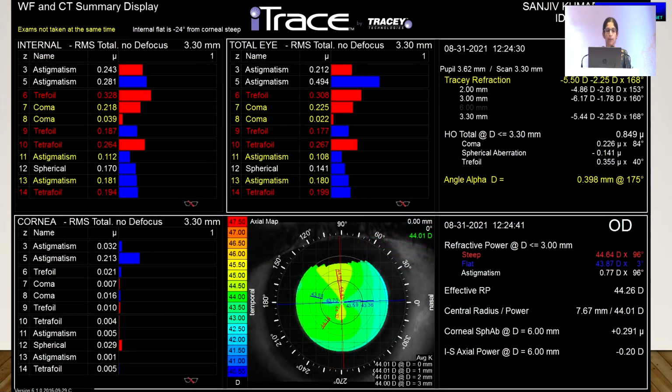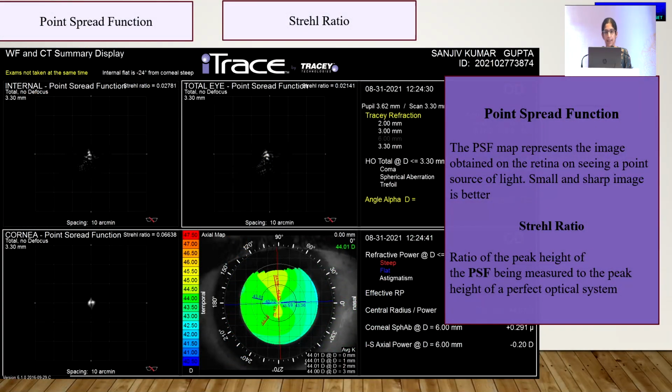And the same is depicted by the internal higher order aberrations. So the corneal aberrations are very less, and because of the cataract, the internal aberrations have increased, which is contributing to the total eye quality of vision. The same thing can objectively be defined by a Strehl ratio. So what is Strehl ratio? It is the ratio of the peak height of the point spread function being measured to the peak height of a perfect optical system. So in this map here we get the Strehl ratio. The closer it is to 1, it is actually a perfect optical system.